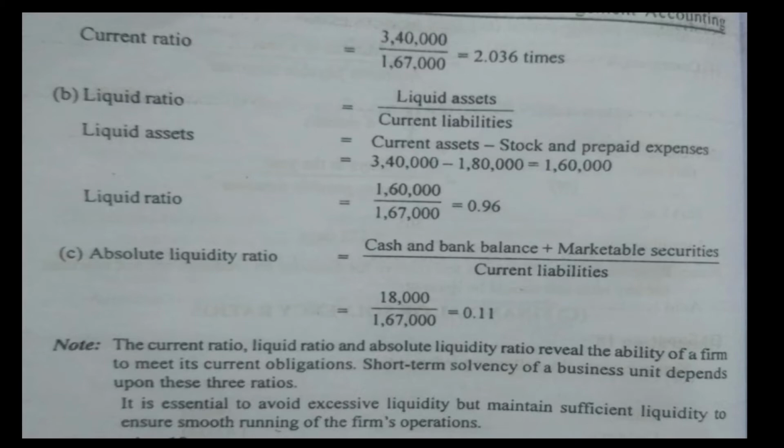Then the absolute liquidity ratio, for which the formula is cash and bank balances plus marketable securities divided by current liability. Cash and marketable securities put together come to 18,000. Therefore, 18,000 divided by my current liability will give me my absolute liquidity ratio. So that is it. The interpretation given below is not necessary for the time being. You can make use of it later on.